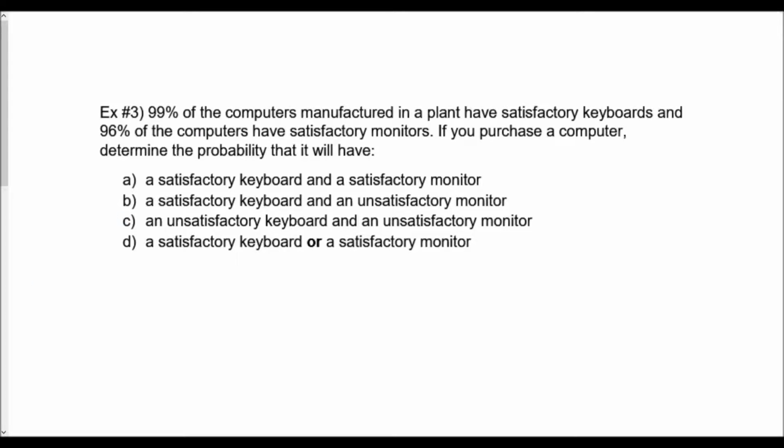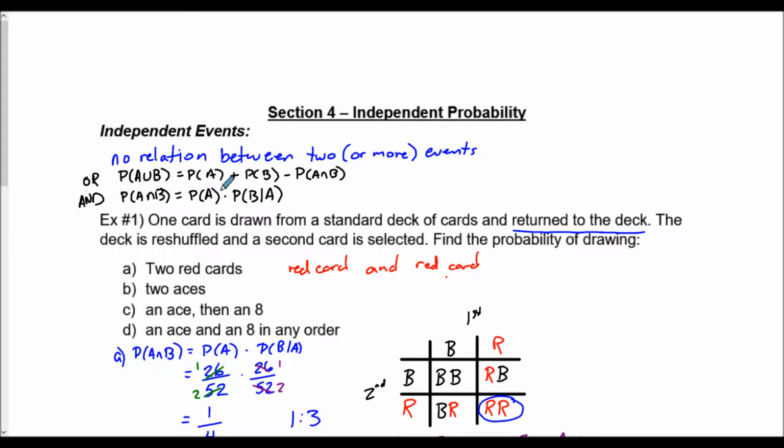All right. Example 3. 99% of computers manufactured in a plant have satisfactory keyboards, which means the keyboard works, or at least good enough that people are going to be happy with. And 96% of the computers have satisfactory monitors, so what you actually look at. If you purchase a computer, determine the probability that it will have a satisfactory keyboard and a satisfactory monitor. So again, we're dealing with this phrasing of and. The phrasing of and, well, we're going to multiply those probabilities.